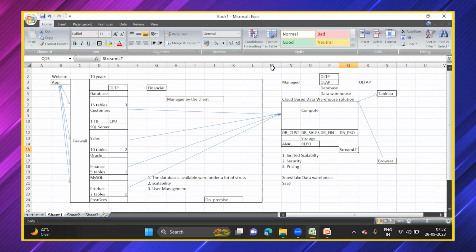What database will we use in this data warehouse solution? What database?